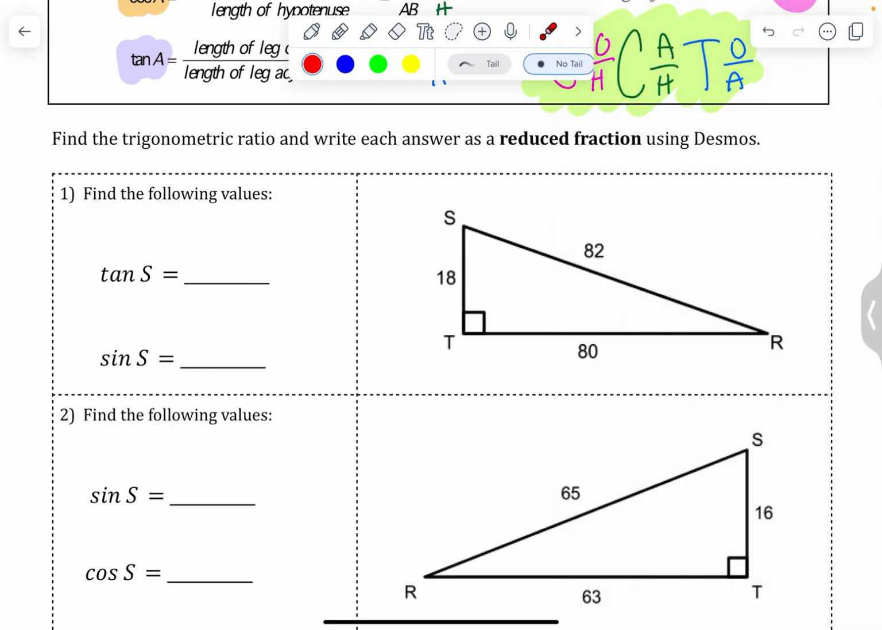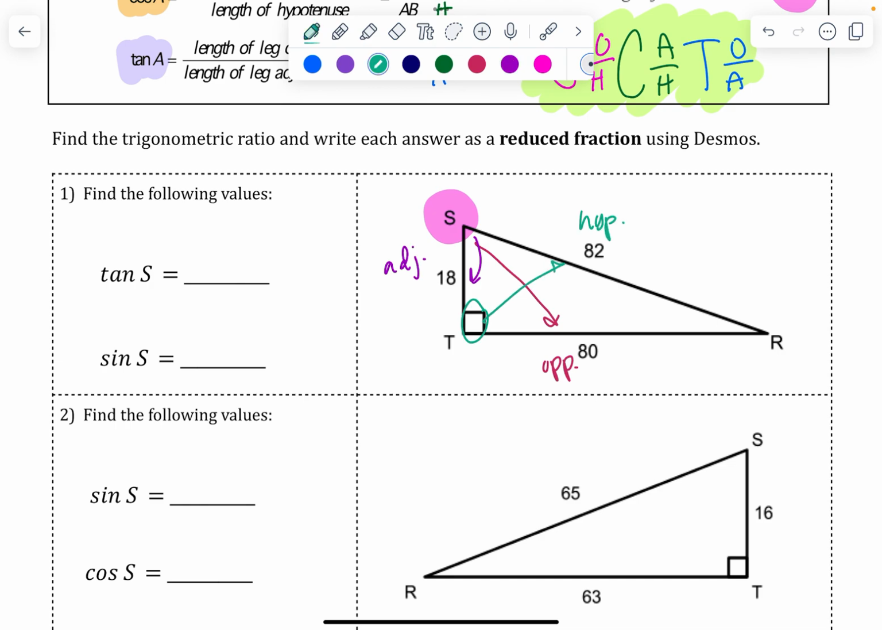Okay, so it says find the following values. It's asking us to find the tangent of angle S and the sine of angle S. So I'm going to go ahead and find angle S and I'm going to highlight it. That's my related angle. From here, I'm going to go ahead and label the opposite, the adjacent, and the hypotenuse. The opposite side is 80. The adjacent side is 18. And always across from your right angle is the hypotenuse.